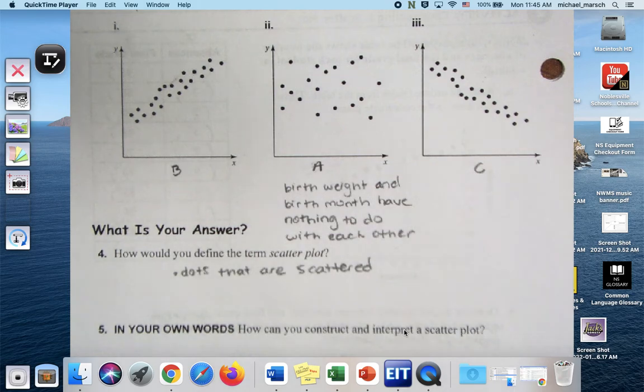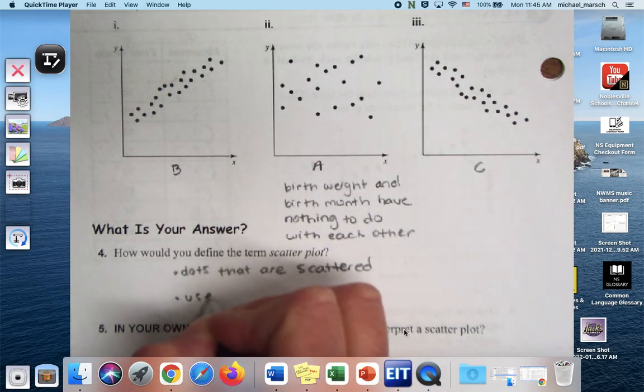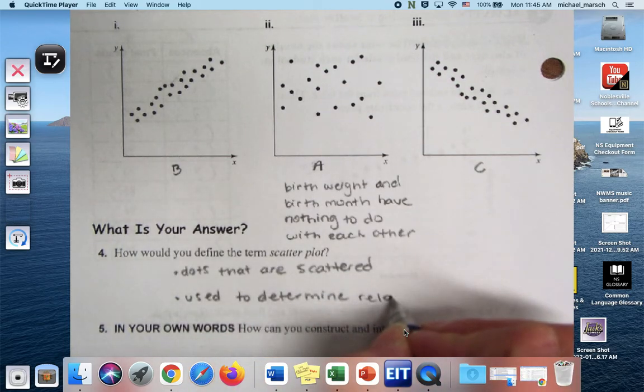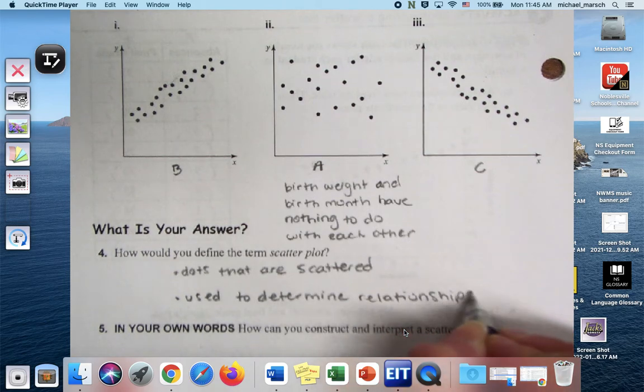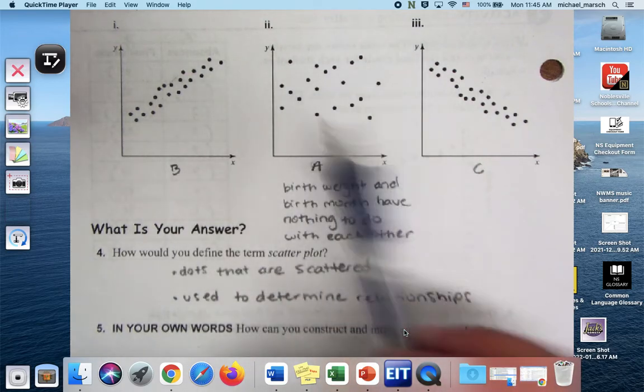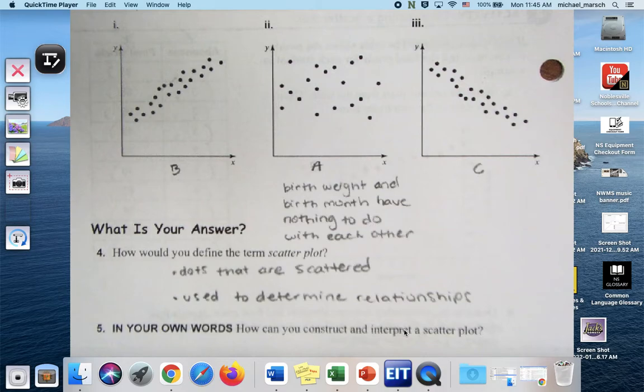We're talking about dots that are scattered, right? Used to determine relationships, right? We know right away that there's no relationship between birth weight and birth month, because the way these are plotted and scattered tells us that there's no rhyme or reason. You can have a giant baby in February, you can have a tiny baby in February. Doesn't matter.